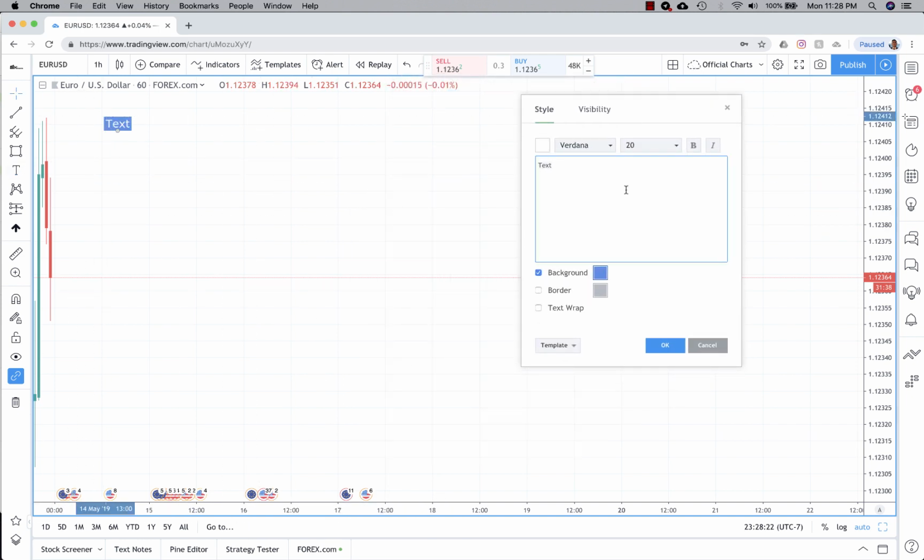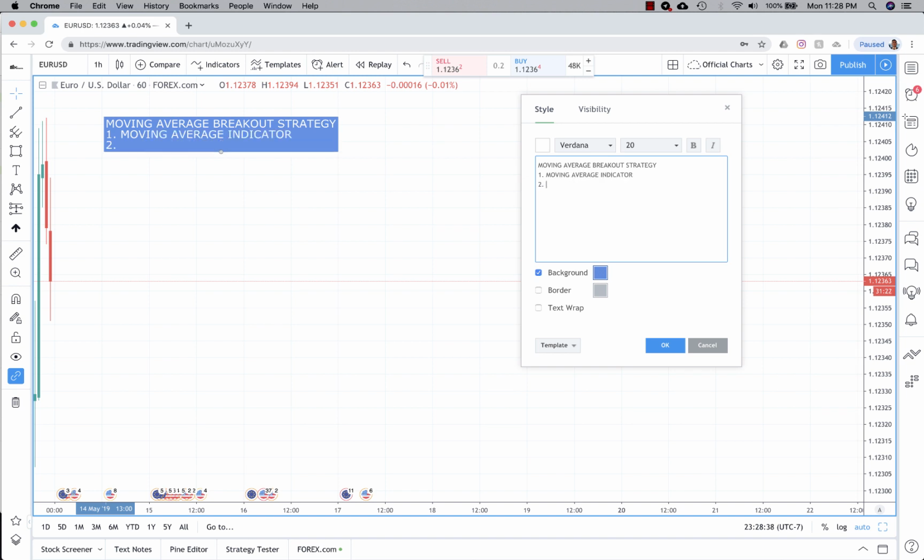Alright, so I'm going to call this strategy the moving average breakout strategy. For this strategy, you're going to need three indicators. One, you're going to need the moving average indicator. Two, you're going to need the Ichimoku indicator. And three, the high-low indicator.